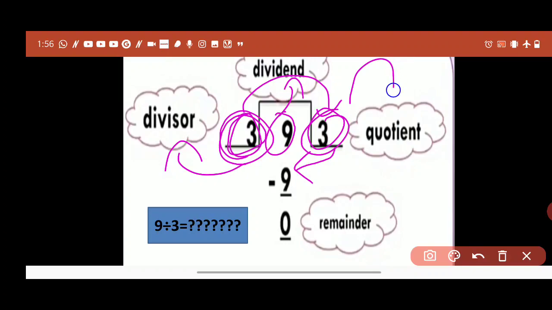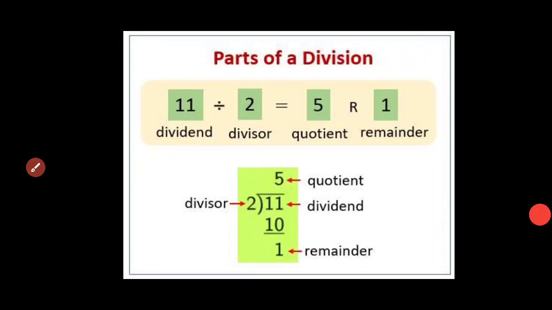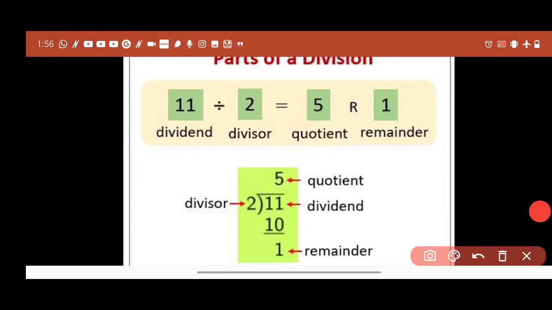The answer is the quotient and the leftover is the remainder. Another example. Now over here we have to divide 11 with 2. 11 divided by 2. So again we are going to make a house. The bigger number inside and the smaller number outside.